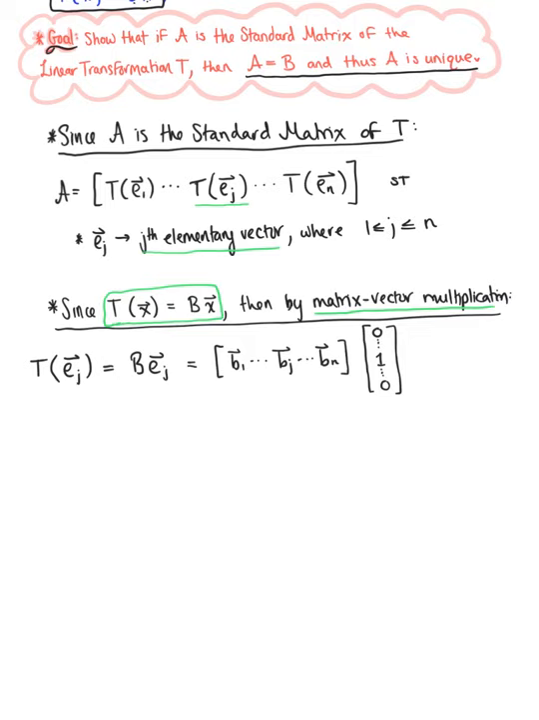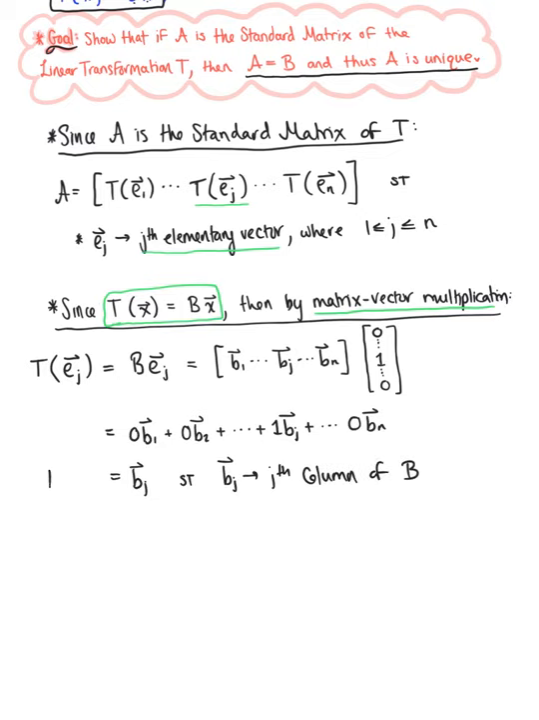Now if we apply the formal definition of matrix vector multiplication, this is equal to 0 times vector b sub 1 plus 0 times vector b sub 2, plus all the way up until that jth term. The jth term will be 1 times vector b sub j, and then this continues all the way to 0 times vector b sub n. All that this leaves us with is vector b sub j, which is the jth column vector of matrix B. So we have shown that the image of the jth elementary vector under the action of T is equal to the jth column vector of B.